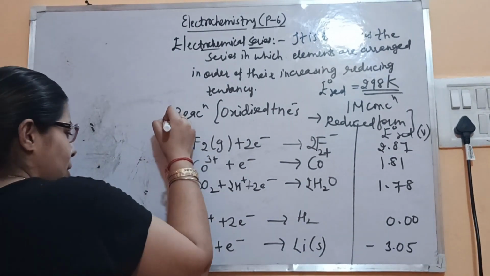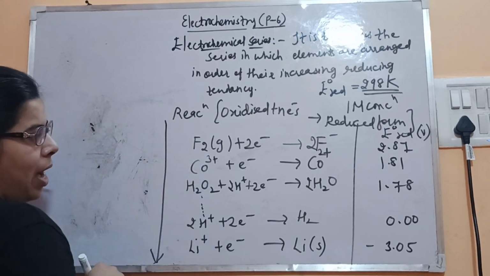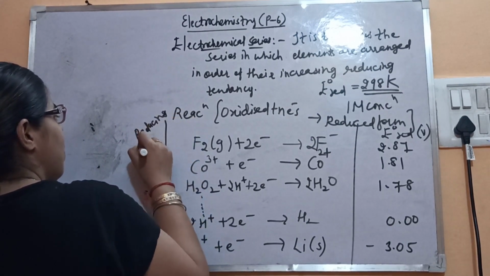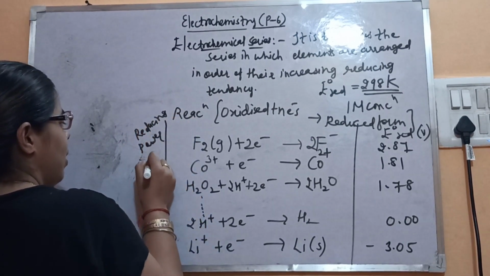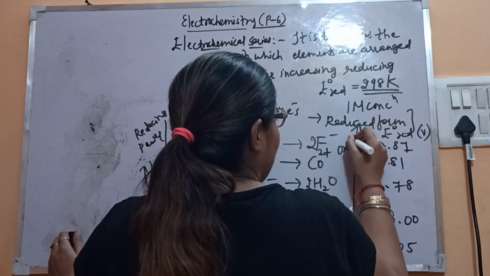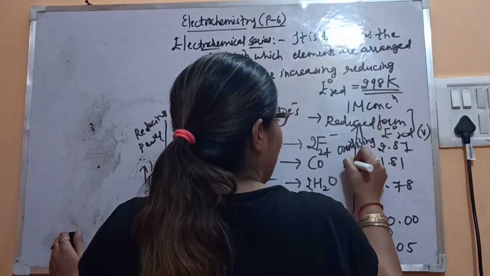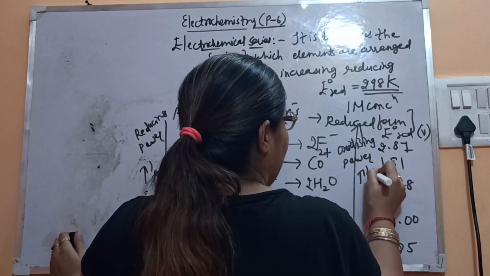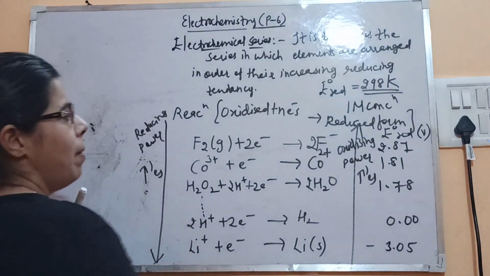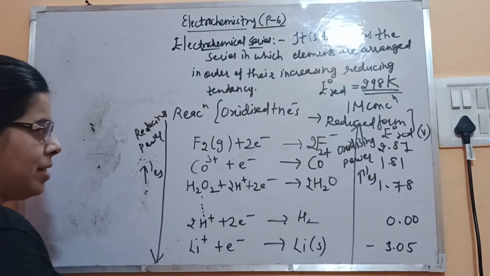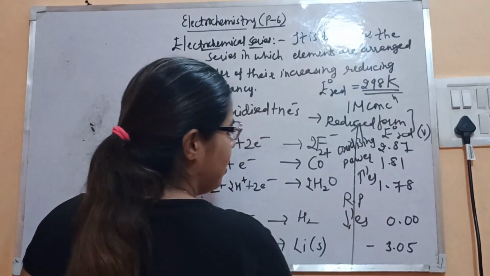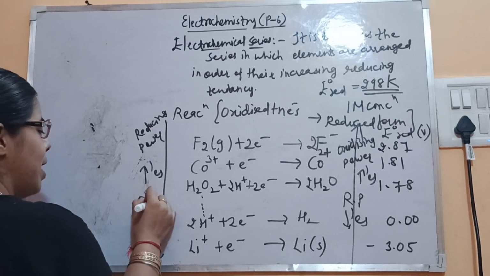So down the series, reducing power or strength increases, and up the series, oxidizing power increases. Down the series, reducing power increases. Up the series, oxidizing power increases. It means reducing power decreases above, and here oxidizing power decreases.